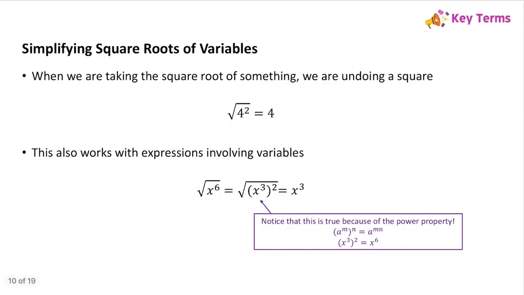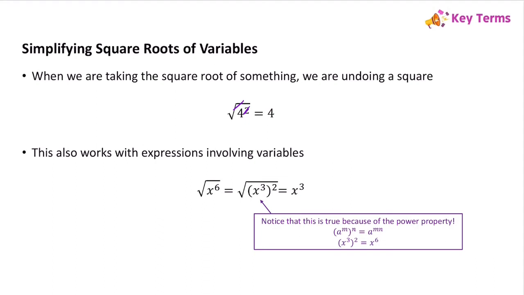So you can also simplify square roots of variable terms. So basically think about it. When we're taking the square root of something, we're undoing a square, right? So for example, if we have the square root of 4 squared, well, that square and that square root basically cancel each other out, and that's how we get 4.